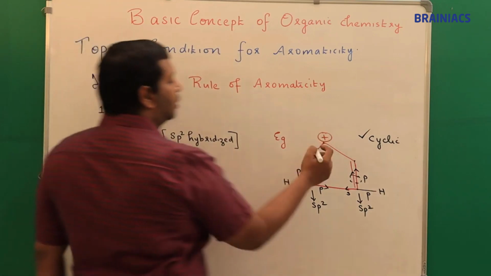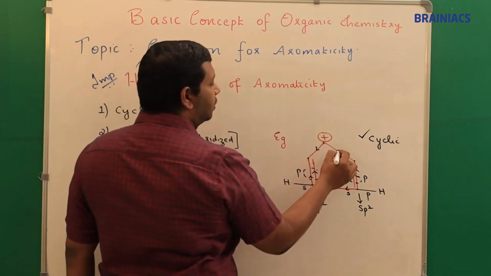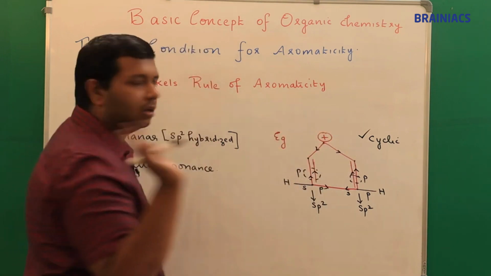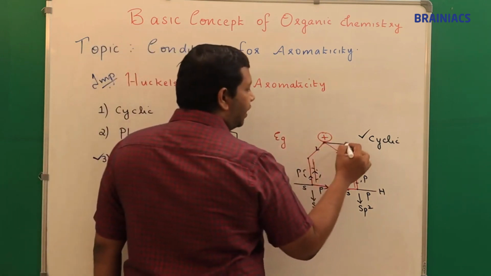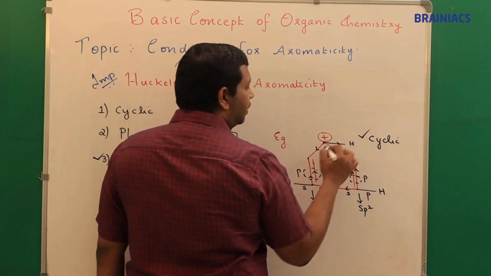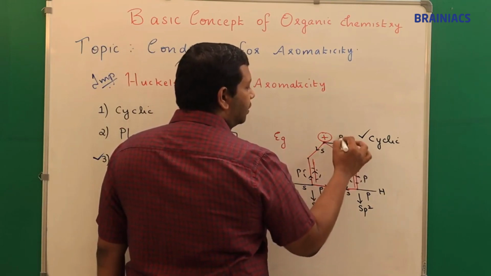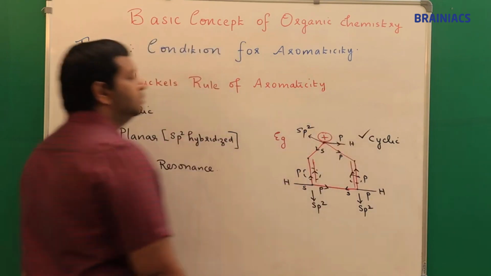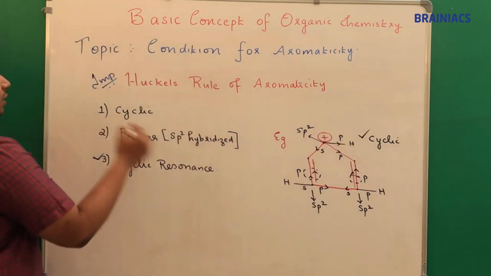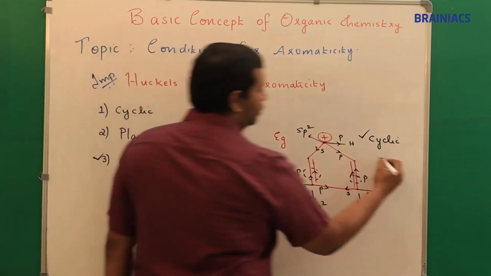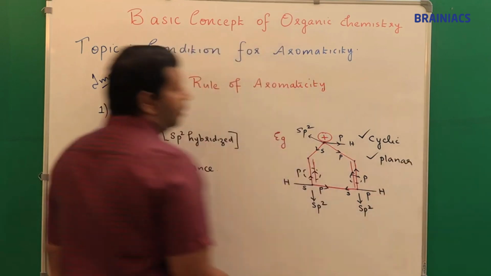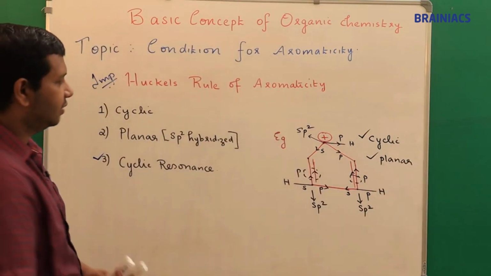Now coming to this one. So here one carbon atom going, one carbon atom going. You understood there is a positive charge. That means one bond is broken. So the third valency is a hydrogen atom. So that is sp2. So this is also sp2. So I understood this is planar also. The compound is planar. Correct? Good. Now let me check for the last condition, that is cyclic resonance.